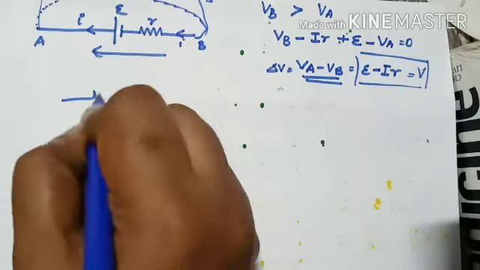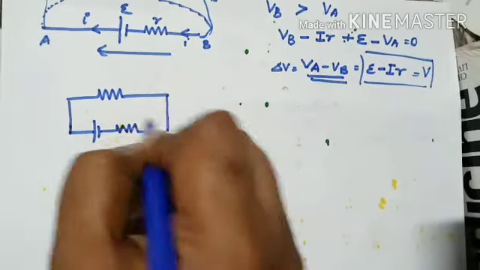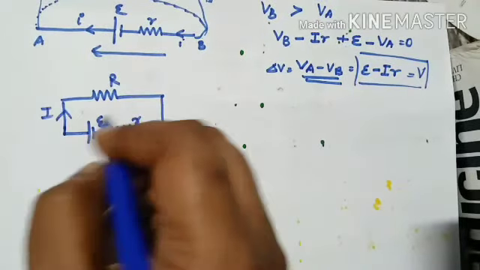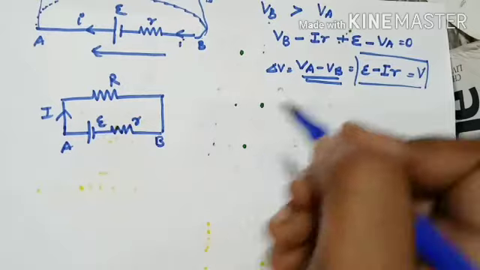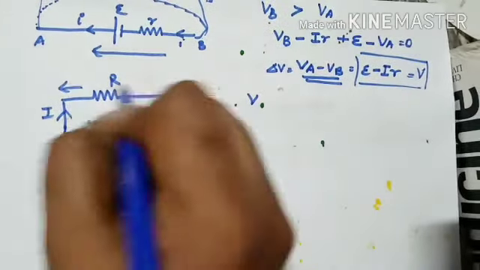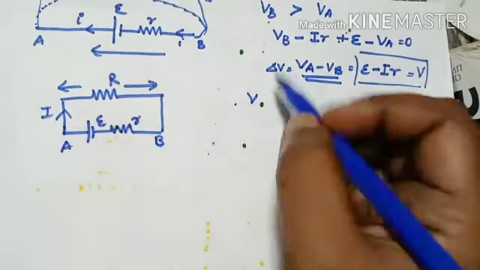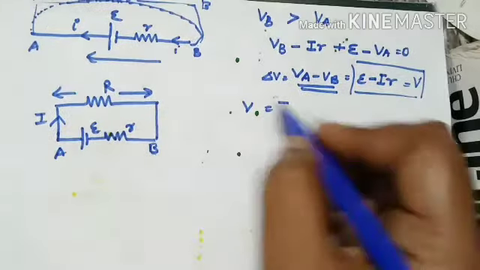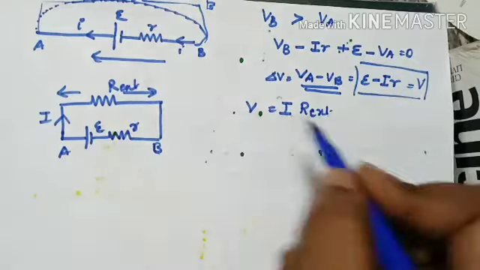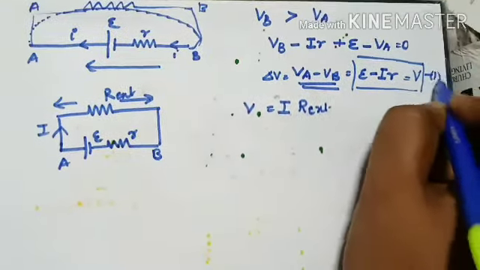I'm going to draw a circuit, guys. Same circuit which we drew earlier. It's having an internal resistance R. This is the external circuit, EMF E, and a current is flowing through here. Let this terminal be A and B. Now we know that this terminal voltage, that is across this resistance, is equal to I, the current flowing through it, times R external. Let us make this equation 1.